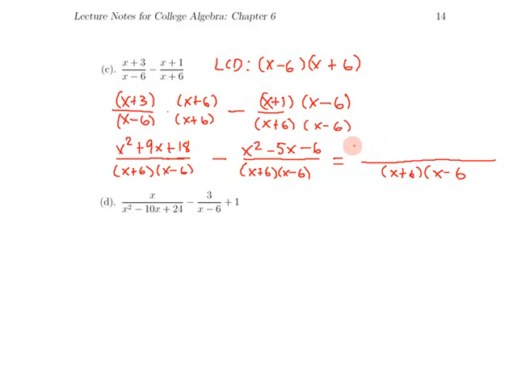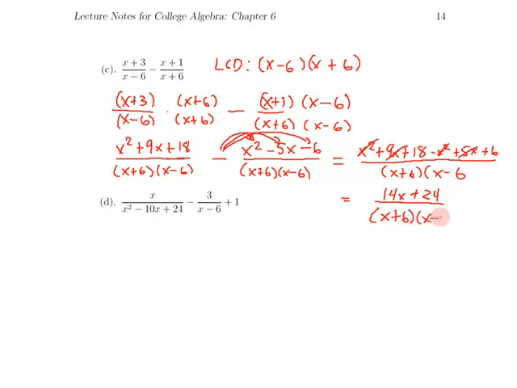Take the first fraction's numerator and subtract the second fraction's. x squared plus 9x plus 18. Distribute your negative. Always distribute your negative. Minus x squared plus 5x plus 6. So the x squareds cancel out. I'm going to have 9x plus 5x is 14x. And then 18 plus 6 is plus 24 over x plus 6, x minus 6.